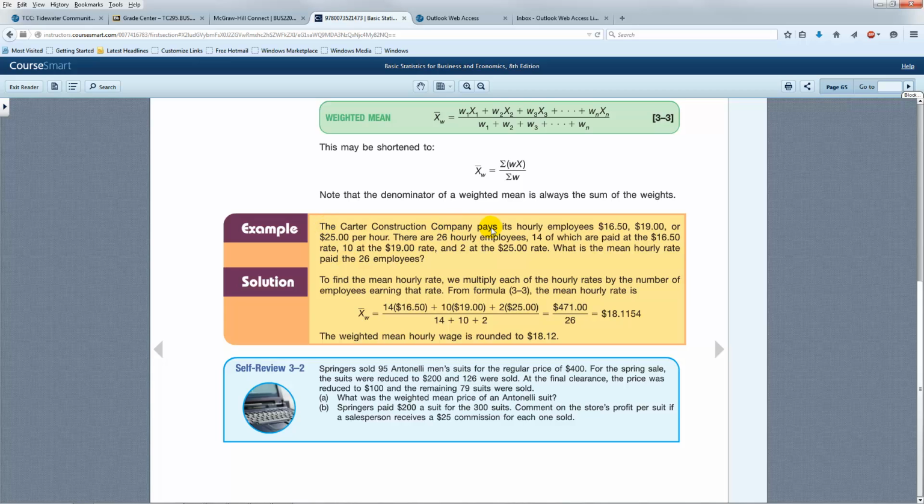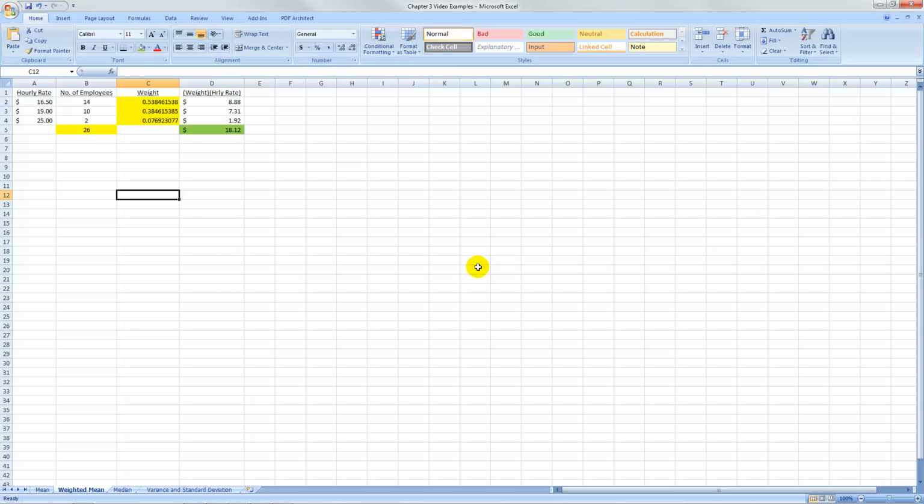Now you'll see the Carter Construction Company pays its hourly employees $16.50, $19, or $25 an hour. There are 26 employees, 14 of which are paid $16.50, 10 at the rate of 19, and 2 at the rate of 25. And what is the mean hourly rate paid to the 26 employees? So we're looking for the average hourly rate paid to the 26 employees.